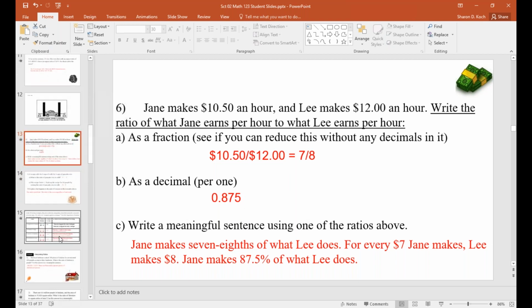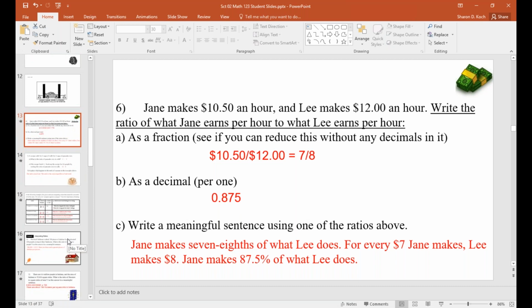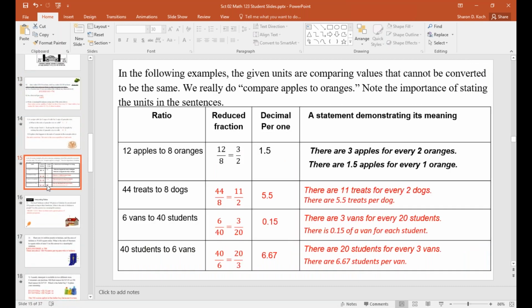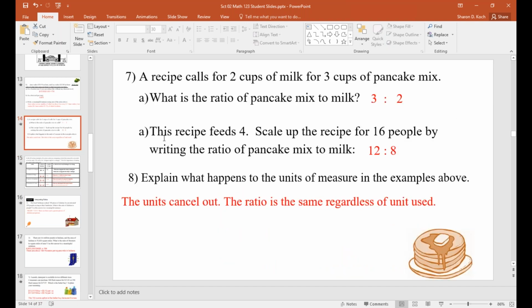Okay. Now, you can go ahead and look at some of the other items listed. Recipes are one of the big areas we look at. So for scaling up recipes here, if it calls for 2 cups of milk and 3 cups of pancake mix, what is the ratio of pancake mix to milk?